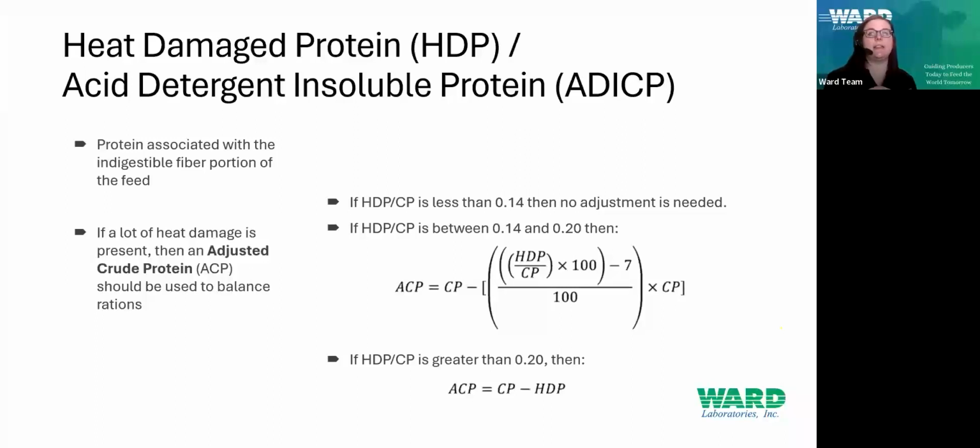So that's that amount of protein, the heat damage protein. If it's a ratio compared to the amount of crude protein between 0.14 and 0.2, you need to use this equation shown here to adjust your crude protein and then use that to balance your rations or to determine your protein supplementation needs. If the HDP to crude protein ratio is 0.2 or greater, then it's just straight crude protein minus the amount of heat damage protein, and use that as the way to balance your ration or determine your protein supplementation plan.